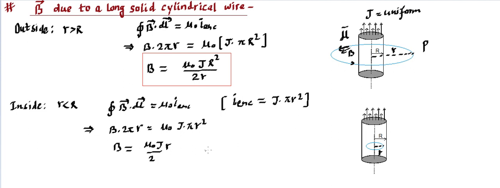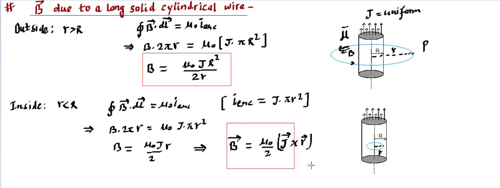Now if we want, we can write it in the form of a vector quantity. So B as a vector quantity is going to be equal to mu naught by 2 J, that's the current density, cross R. We can write this J cross R because it will carry the direction as well as the magnitude. Now you can think of the direction of magnetic field we used to calculate using the Biot-Savart law, in which we used to write dl cross r. So dl is basically the direction of current, and that is basically the direction of J. So J cross r is going to give us the direction of magnetic field at any point.